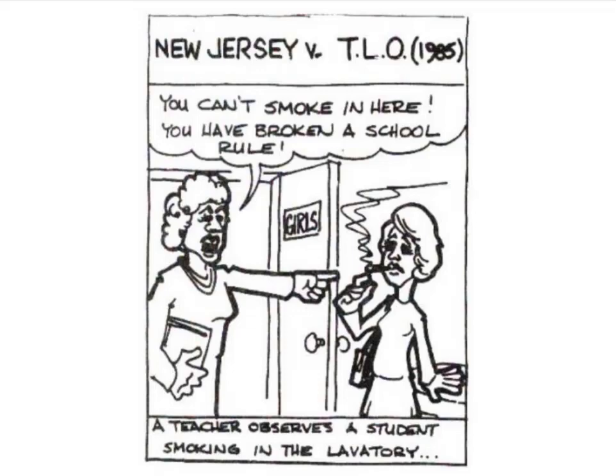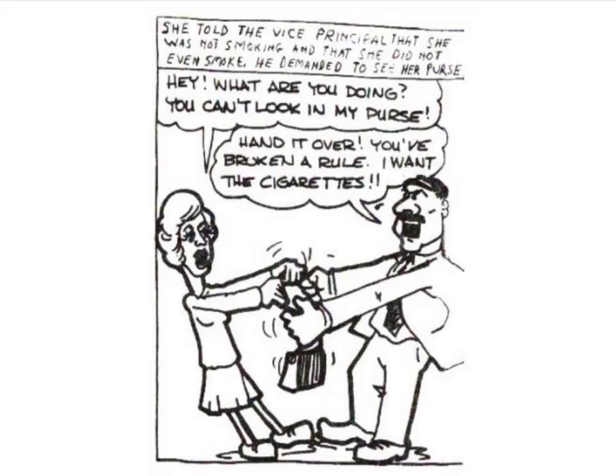Another majorly important thing that happens while Reagan is in office is the New Jersey versus T.L.O. decision in 1985. I have a series of cartoons here that can kind of explain to you the play-by-play of what happened and what the decision was. So as the story in New Jersey versus T.L.O. goes, a high school student is caught smoking in the girls' bathroom. This person naturally is sent to the office.